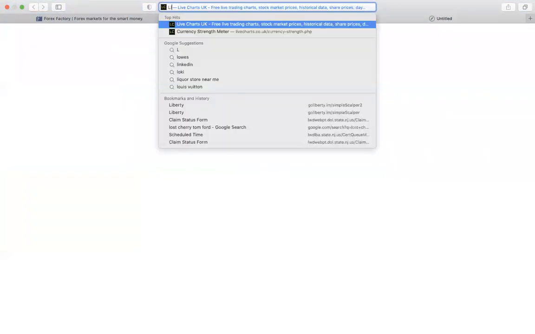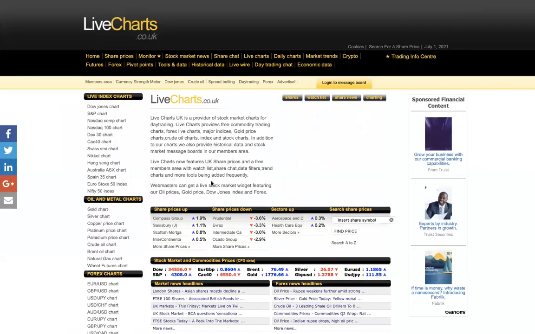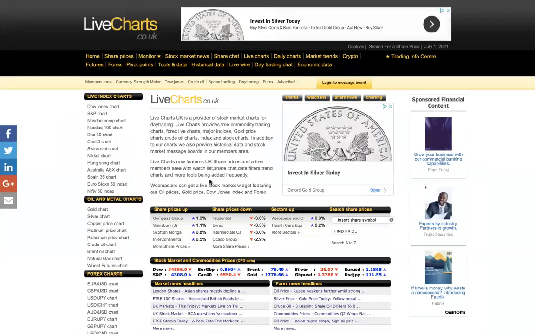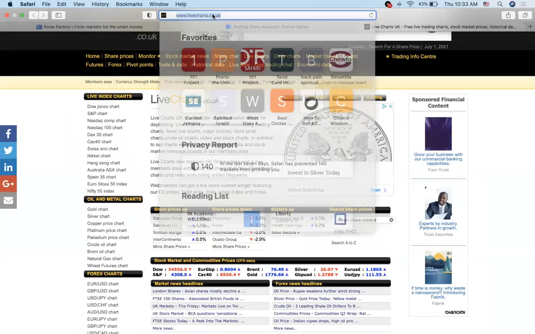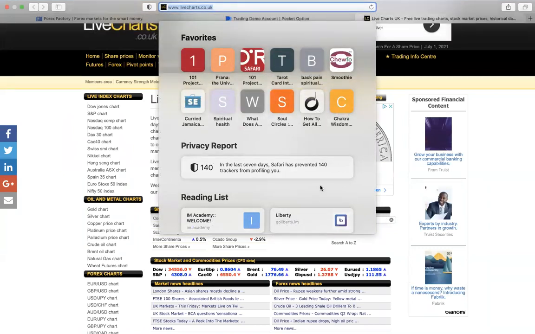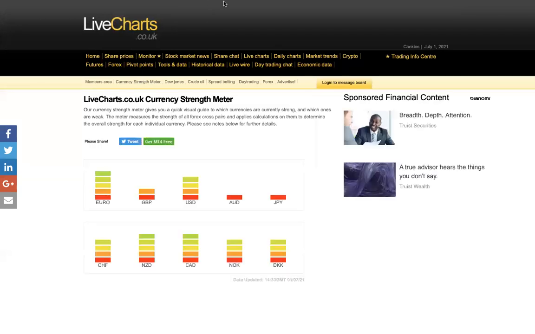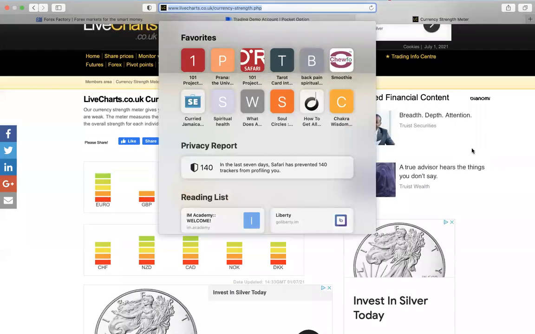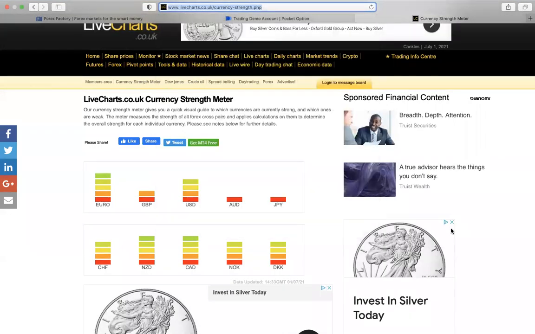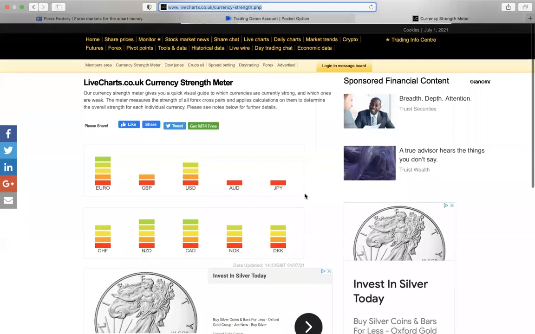So now we're going to move on to step 3, which is we're going to go to livecharts.uk, right? And I'll just drop this link in the chat as well. But you really want to pay attention to the currency strength meter on this site, because the currency strength meter is literally giving you your first indication as to whether you're going to be buying or selling in the market, right?